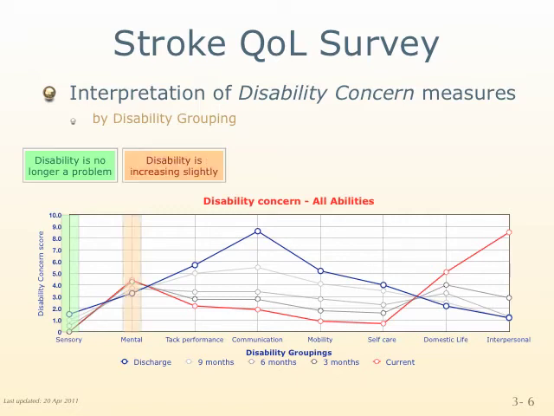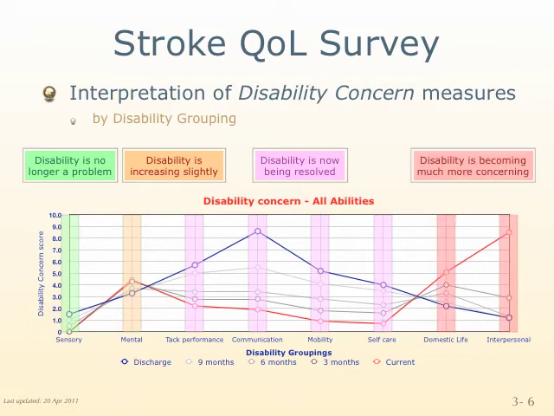Second, it shows that the survivor's concern about mental disabilities, though not major, is slowly increasing, suggesting that something should be done about that. Third, it shows that the survivor's concern about task performance, communication, mobility, and self-care disabilities is still present, but is quickly resolving itself. So any treatments for those areas of disability are being successful.